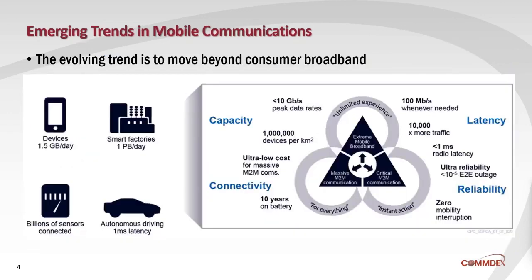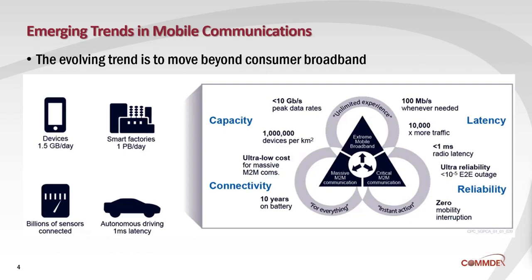Let's look at the emerging trends in mobile communications. The evolving trend in communications is to move beyond consumer broadband, which was the highlight of 4G technology. There's greater need now to support extreme mobile broadband, ultra-reliable, low-latency transmission. There's also a great need to support devices beyond mobile phones, such as sensors, drones, meters, wearables, machines, video cameras, cars, etc.